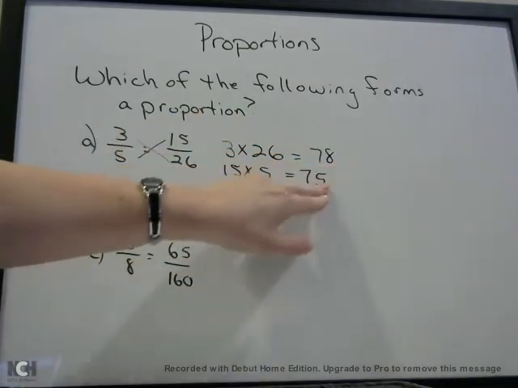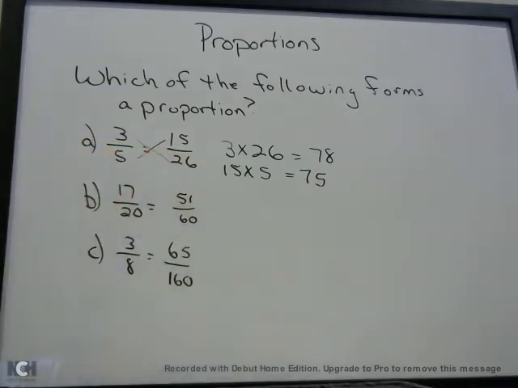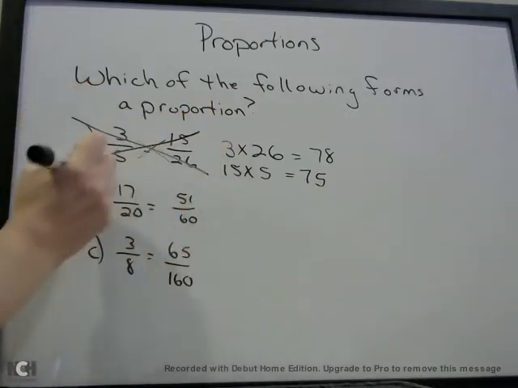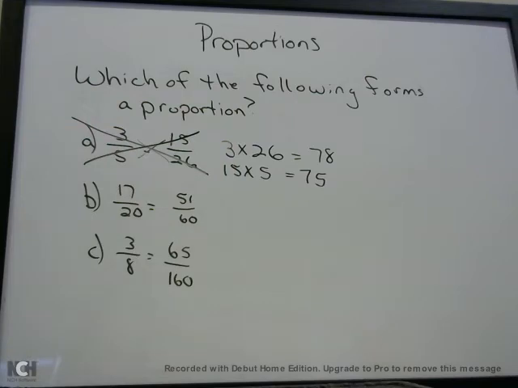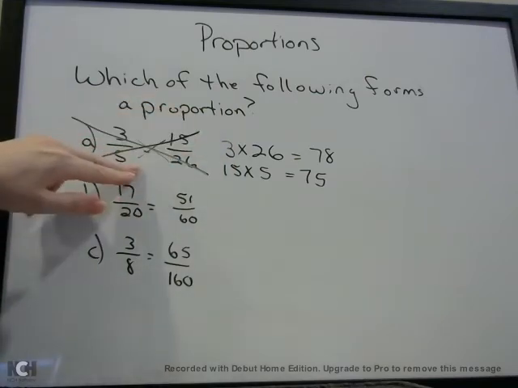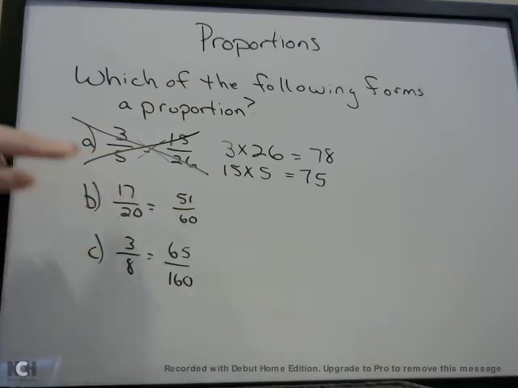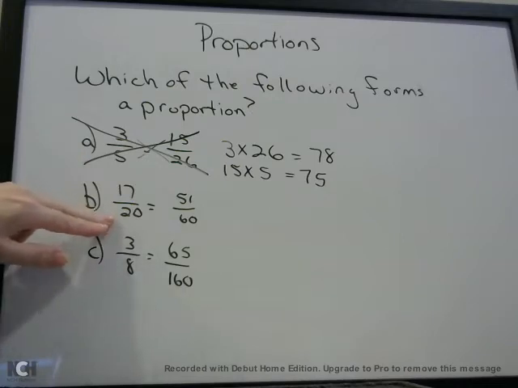Since 78 and 75 are not equal, these two fractions are not equal. So that is not the right answer, because in order to form a proportion, they have to be equal. And since they're not, this is not the right answer. Again, watch the comparing fractions video if that doesn't make sense to you. So let's go down to B. We know A is not the right answer. Is B the right answer?